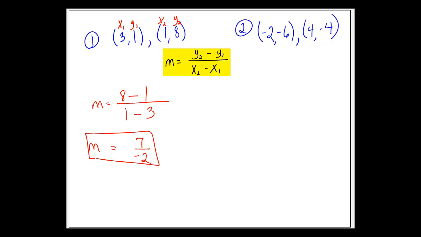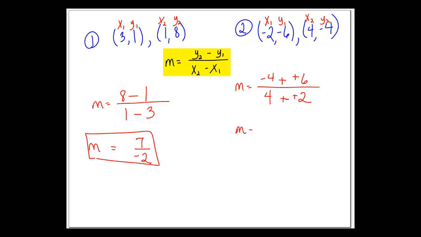Example 2, given these 2 points, again I'm going to label the first point as x1 and y1, and I will label the second point as x2 and y2. Using the same formula, again I plug into my formula. y2 is negative 4 minus y1, which is negative 6. Notice the two negatives. You can go ahead and change that. Minus a negative becomes plus. x2 is 4 minus x1, which is negative 2. Again, minus a negative. You can go ahead and change that to plus.